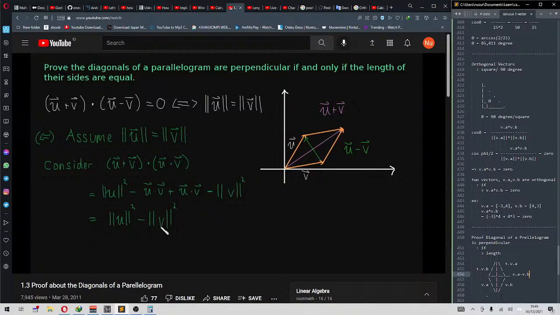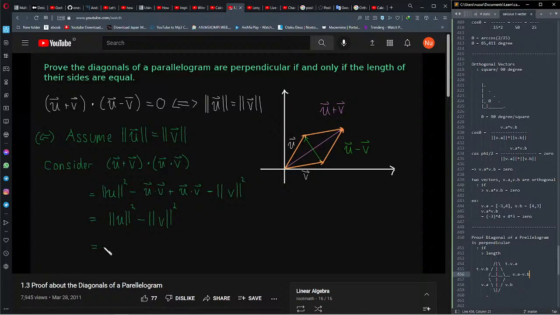Since u is equal to v, we can substitute one in for the other, and we know, of course, that this is equal to 0. So we took the dot product and we found out that, yes, the dot product is equal to 0. So that's it. We're done with our proof. We proved that if the lengths are equal, the dot product is 0. We proved that if the dot product is 0, then the lengths are equal.